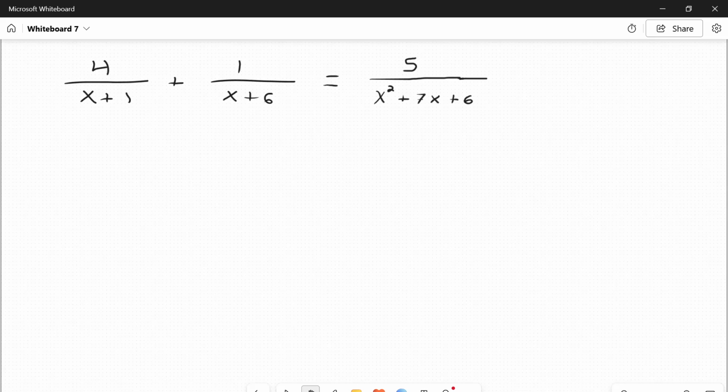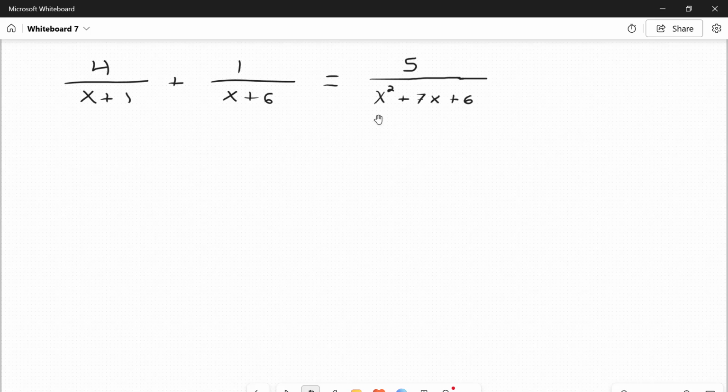All right, checkpoint 2.5, question number 4. Instructions are the same as previously. I am going to factor this, and I'm going to note the x values that are not in the domain, the x values that make these fractions undefined.